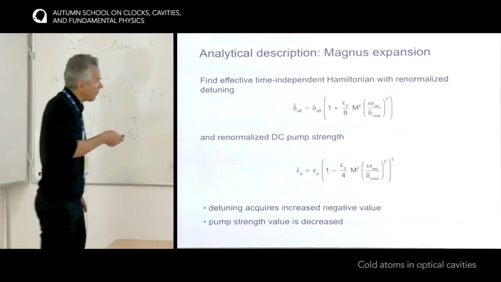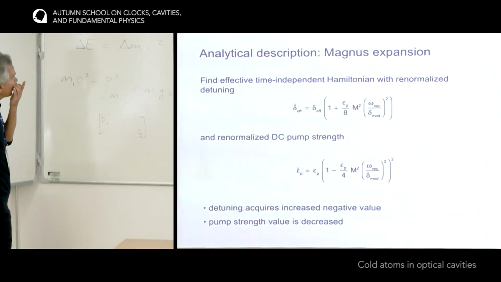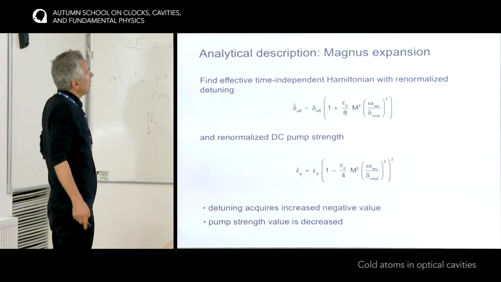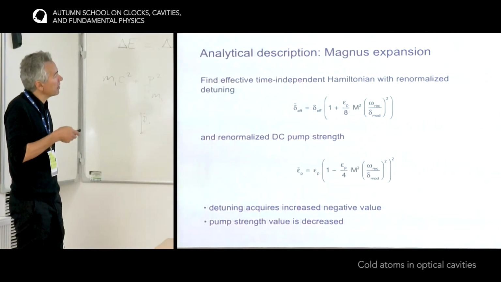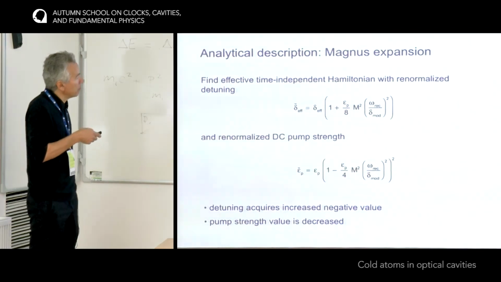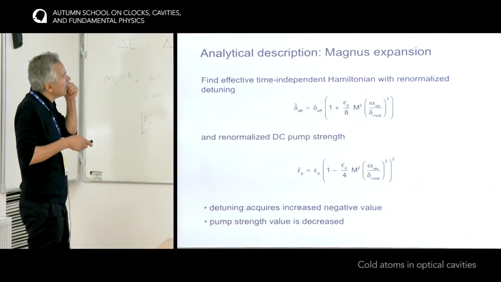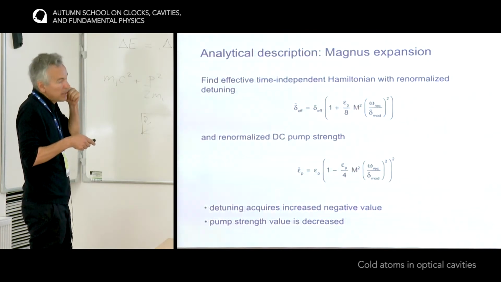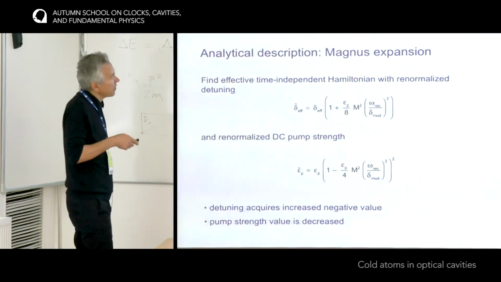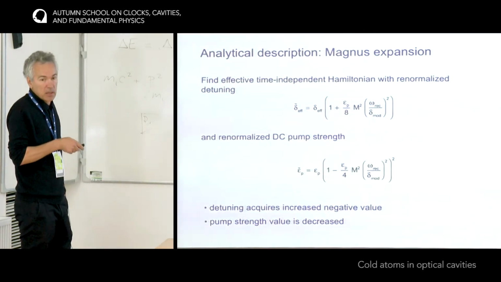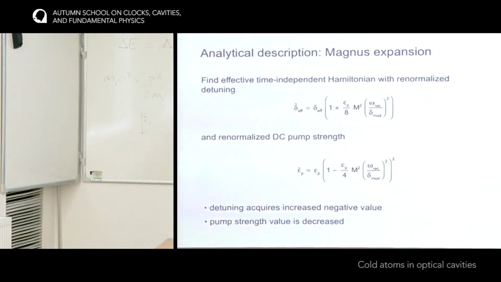If you care for an analytical model that can be made by theorists, they can write down a Magnus expansion and look at the system in terms of an effective time-independent Hamiltonian with renormalized parameters. The renormalized parameters that occur in this effective theory are the detuning, that's the detuning of the pump wave with respect to the cavity resonance, and the detuning is increased by the modulation. This is the modulation index, the strength of the modulation that is applied. And also the pump strength of the DC pump is decreased by means of the modulation. So that gives a little bit of insight into what is happening here.